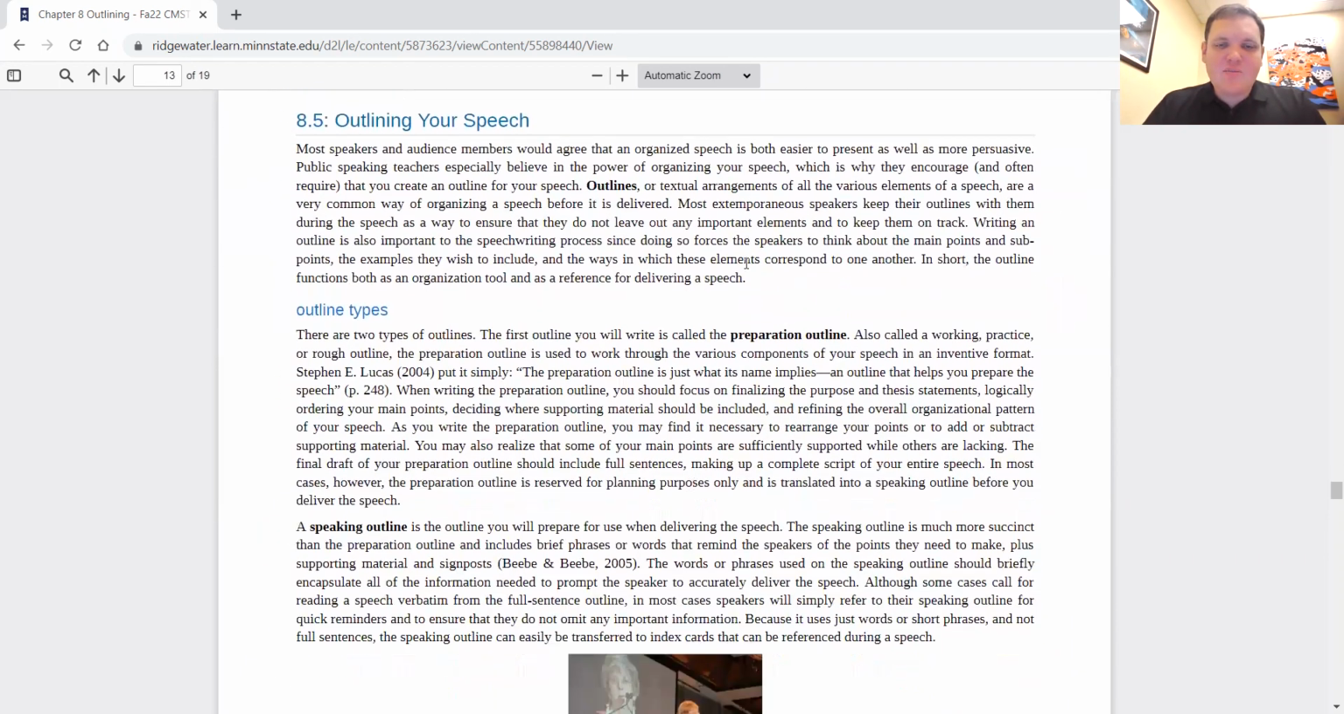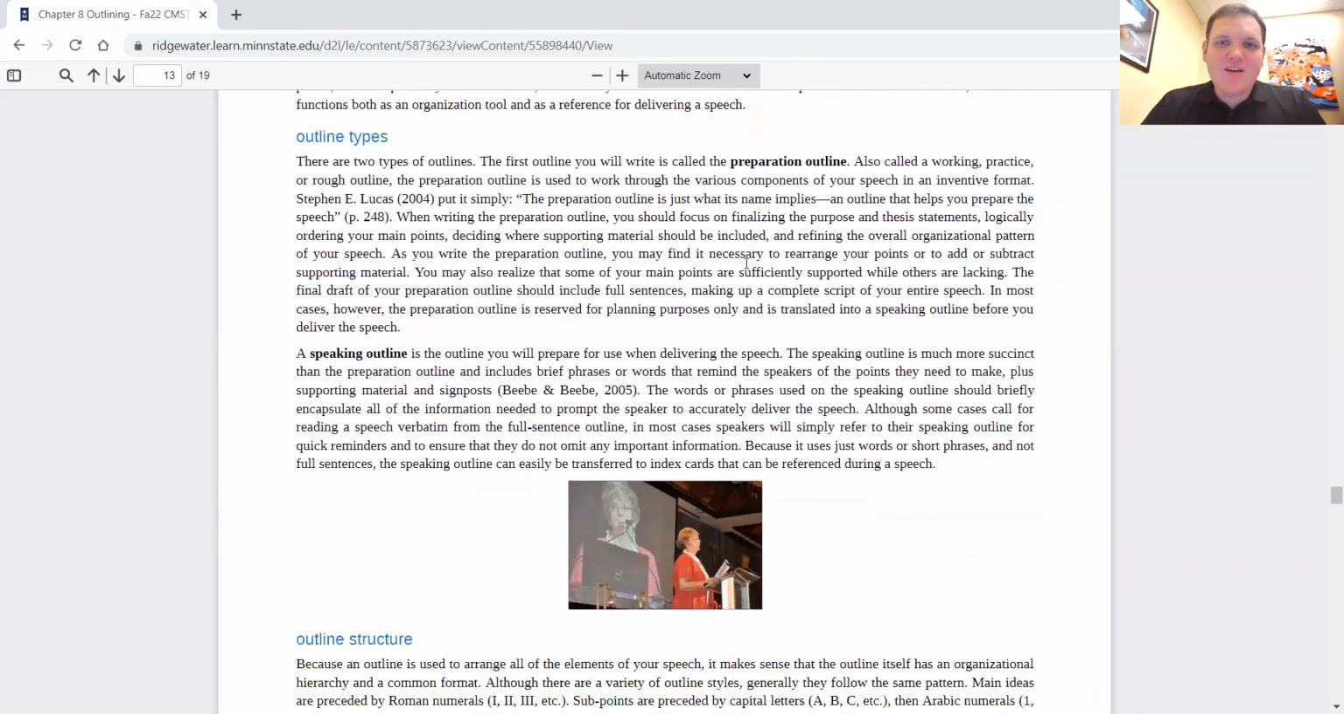So, outlining your speech. This talks about the different types of outlines that are available. Again, I talked at the beginning about how detailed the outlines need to be, so there can be different types. One is a preparation outline. This is a working practice or rough outline. It's used to work through the various components of your speech and lay things out. It may not be super polished, but you're just getting everything together.